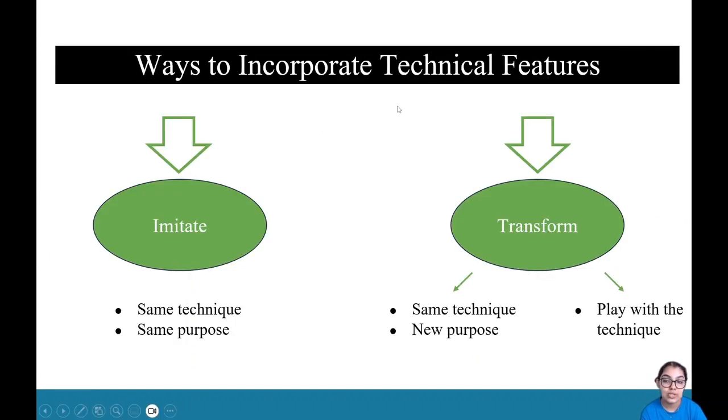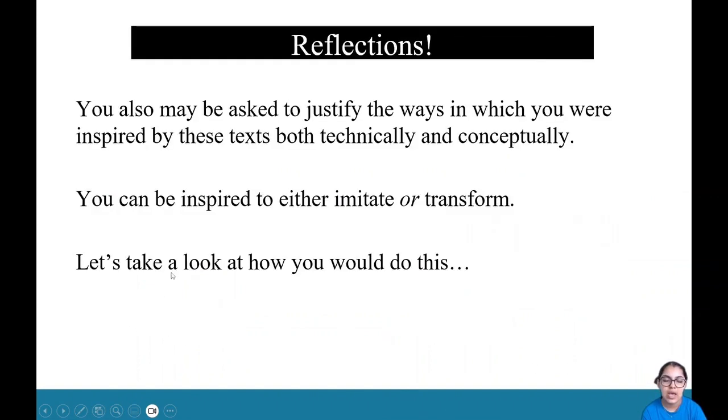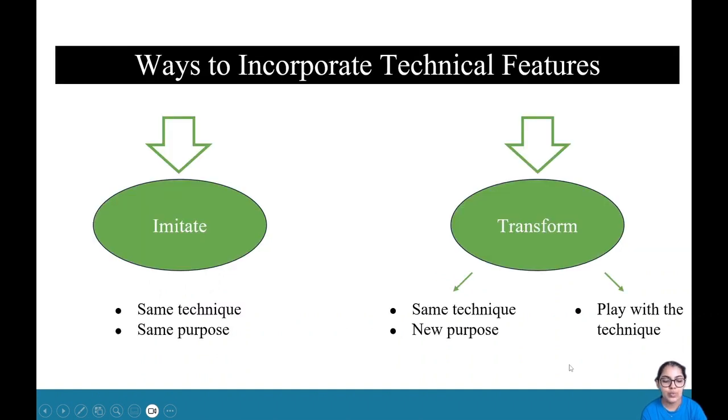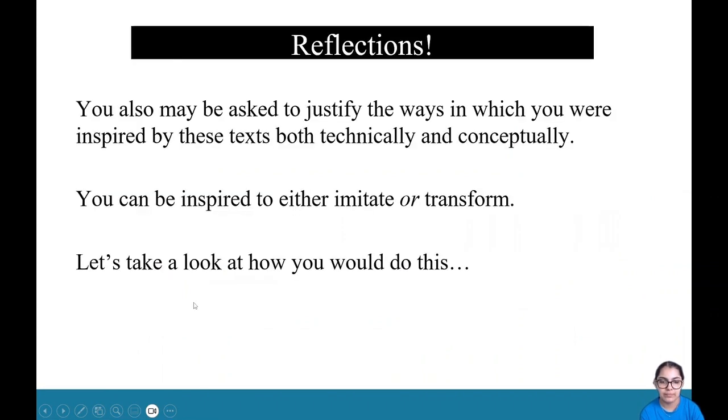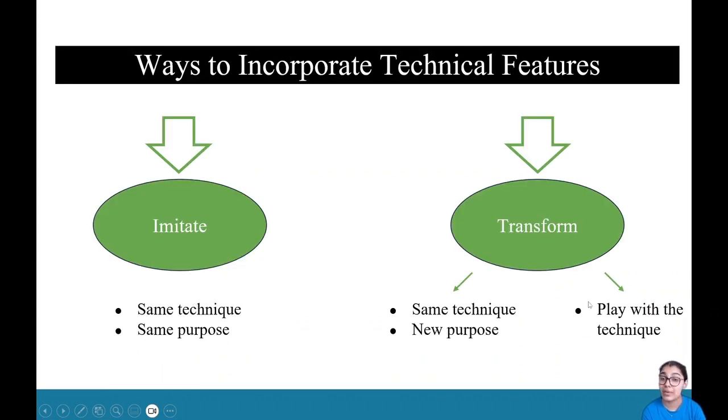And when it comes to incorporating the technical features in whichever text that you read, you can either imitate them, so have the same technique and same purpose, but more than likely, you'll be transforming it. So it might be the same technique but new purpose, because your purpose as an author will be different to what the original author by whom you're inspired would have written about. Oh, sorry, and you can also play with the technique. You can have a different purpose.